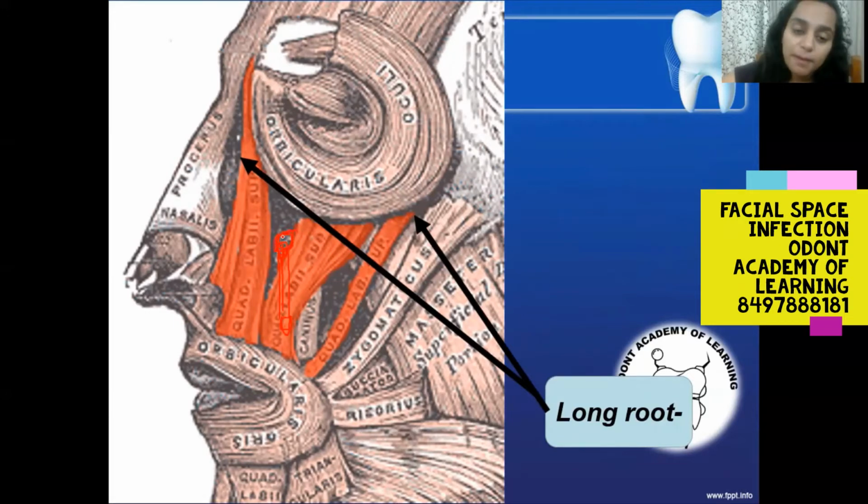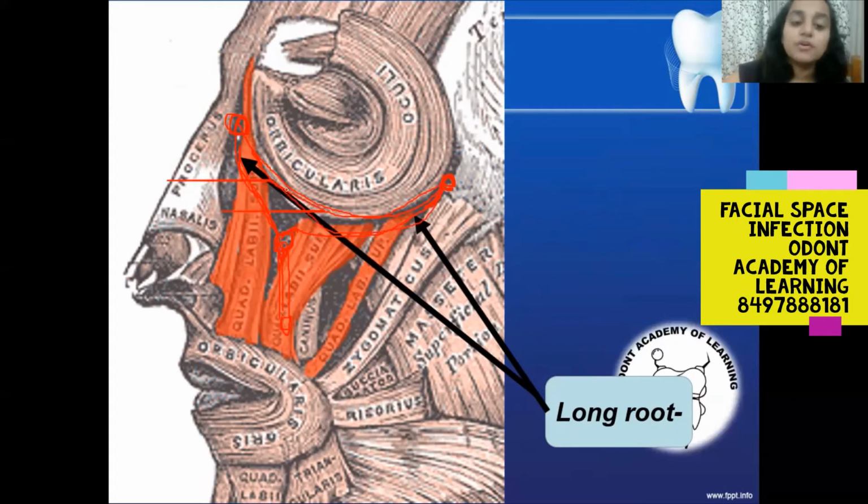One is from the apical region, it can go anteriorly, cross the quadratus muscle and form an infection leading to swelling in the inner corner of the eye. Or instead of going anteriorly, it can go posteriorly up to the zygomatic area and cause swelling on the outer corner of the eye. That is this case. Either way, wherever it flows, it leads to periorbital edema.